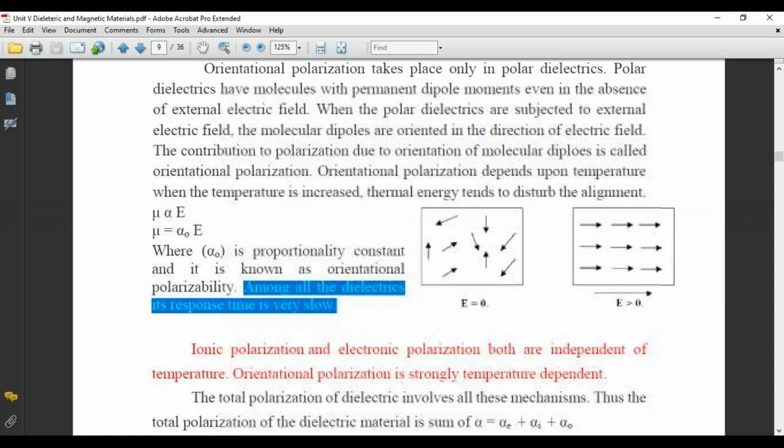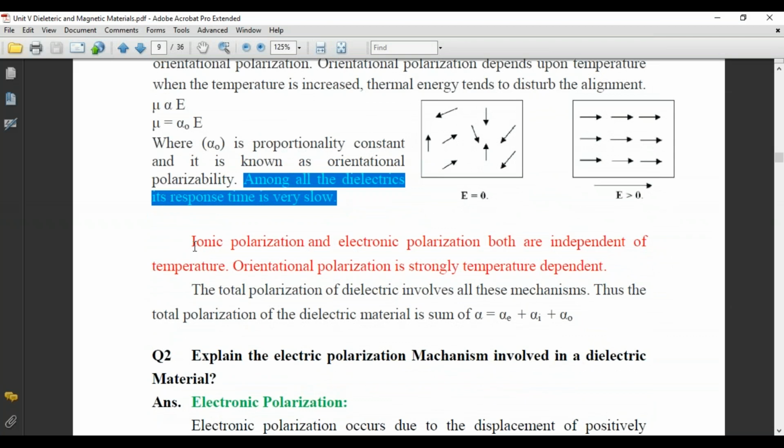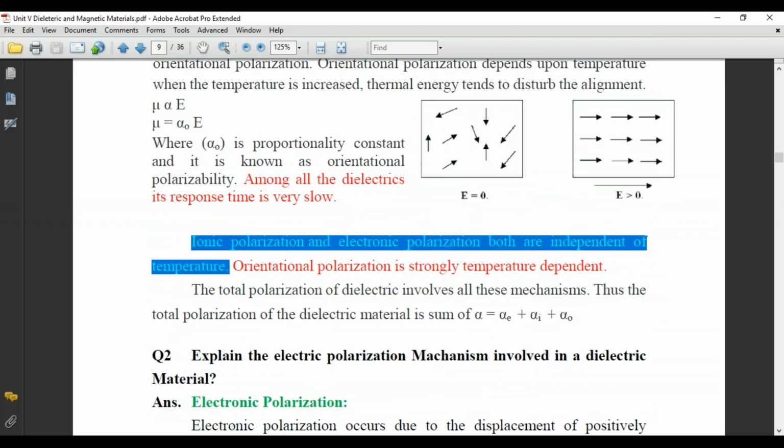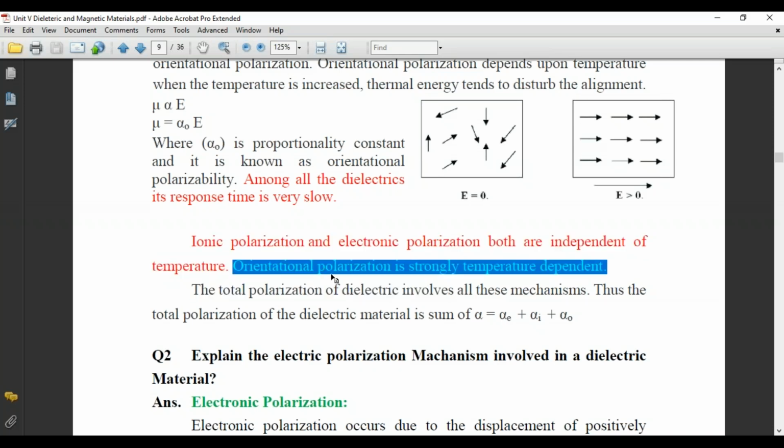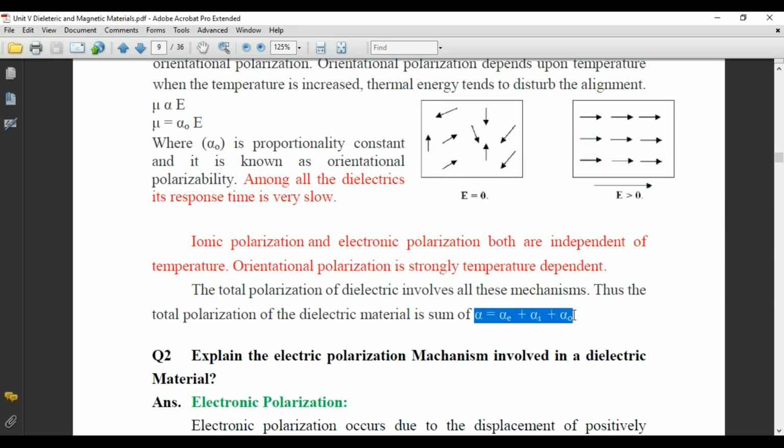Ionic polarization and electronic polarization are independent of temperature. These do not depend on temperature. Orientation polarization is strongly temperature dependent. Alpha E plus alpha I plus alpha naught. This is what is called total polarizability, which can be achieved as the sum of electronic polarization, ionic polarization, and orientation polarization.